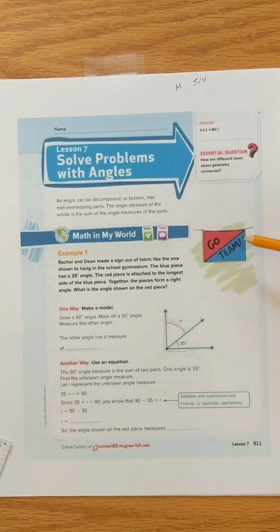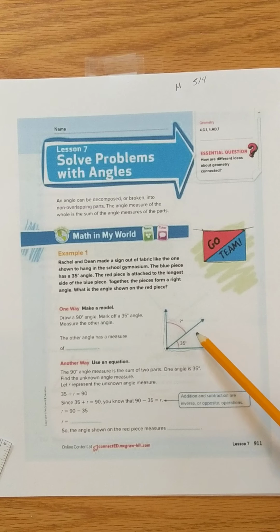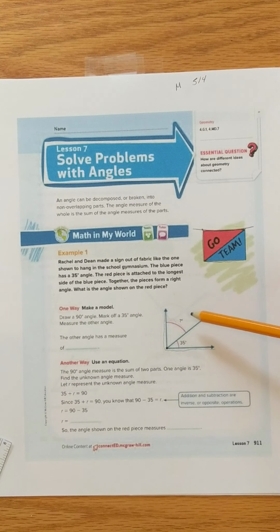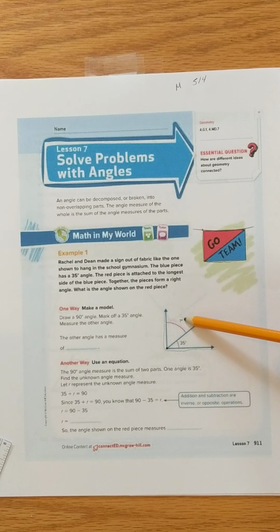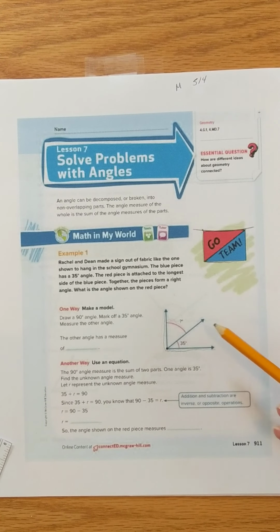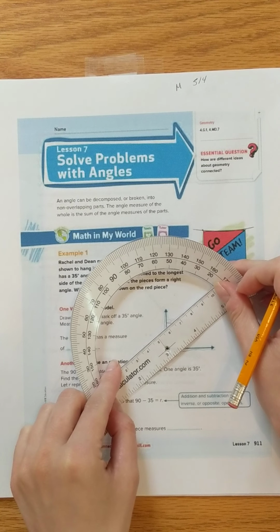So there are two ways that you can solve this. The first way is shown here. You make a model. So you're going to start by drawing that 90-degree angle, which is what they told us in the word problem. It formed a 90-degree angle. Then you can mark off the given piece or part, which was 35 degrees. So they did that here. Now we have to find this missing angle measure. So what we're going to do is use our protractor and line up the end point, one of the rays, and our center point on our protractor, and find that angle measure.